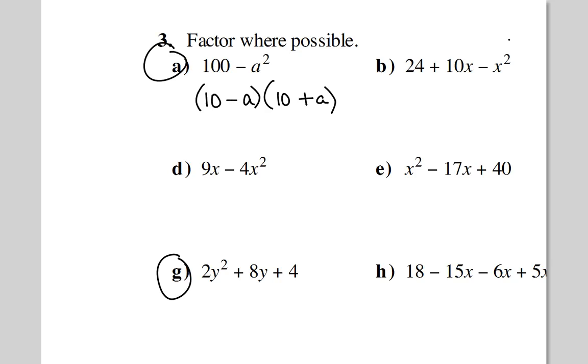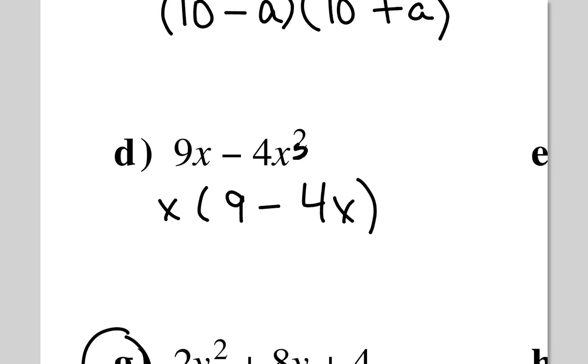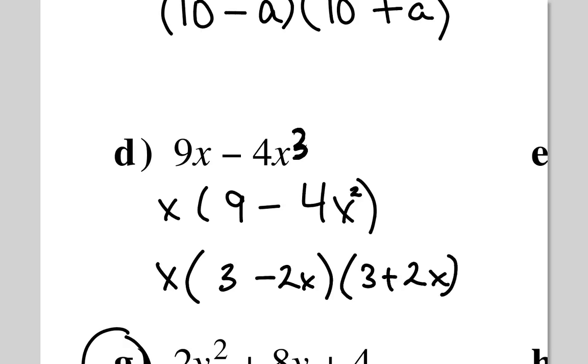Let's take a look at 3D. What would you have to do there first? What do you always do first? Check for a GCF. So in this case, you can only take out an x. Take out an x, and you get 9 minus 4x. Could you keep going on that one? No. What if this was 9x minus x cubed? Then this would become x squared. And then you could keep going on that, right? What would you have? 3 minus 2x, 3 plus 2x. Okay, good. Change that to a 3 and then answer this way so you don't forget that you can always keep going.